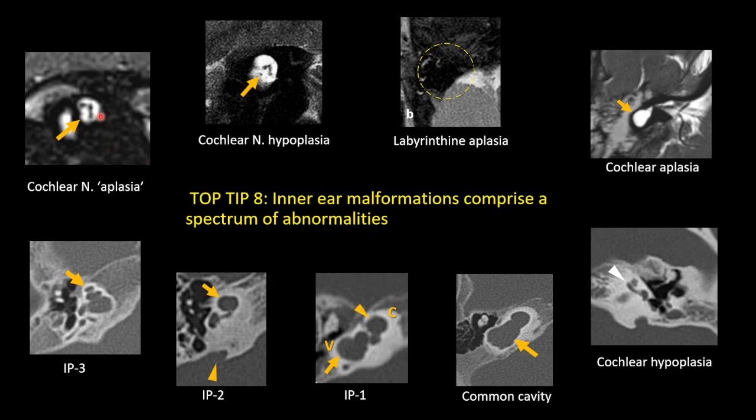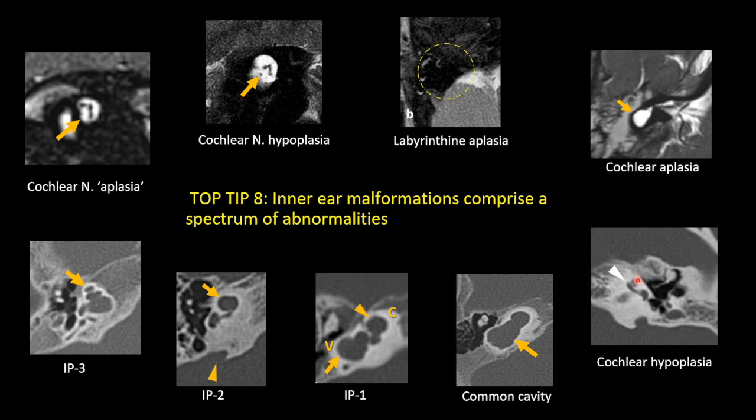But it is important to look for these structures on the sagittal oblique images, that is the 4 dots. In this case, we can see that the nerve is present, but it is small in size. Similarly, the labyrinthine structures show a spectrum, the most severe end being labyrinthine aplasia, where there is no discernible cochlea or vestibule. In this case of cochlear aplasia, we see only a rudimentary vestibule, that's the internal auditory meatus, and there is no cochlea.